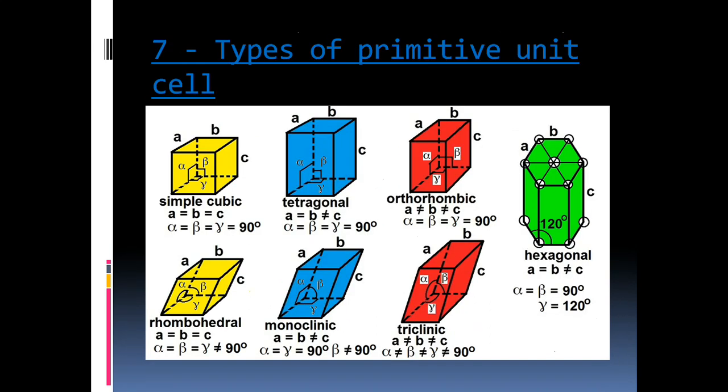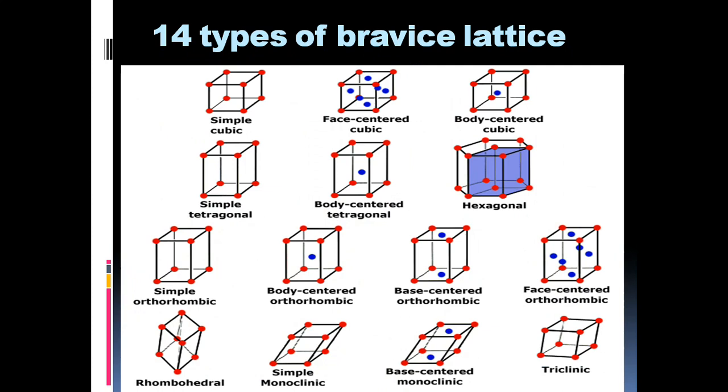Clear? Now the second type, primitive cell, tetragonal, where A is equal to B not equal to C, alpha, beta, gamma is equal to 90 degree. This tetragonal pattern can be seen in two ways, that is simple tetragonal type as well as BCC type.